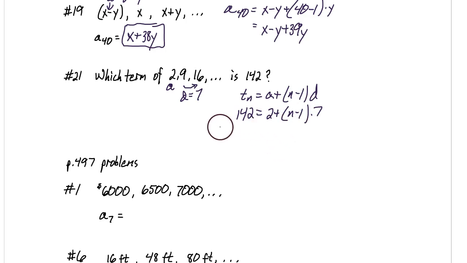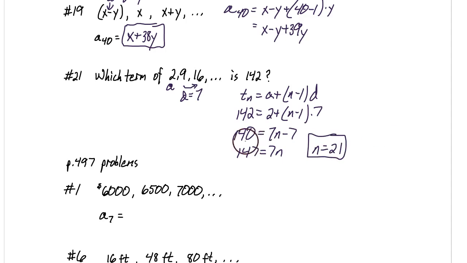So first thing to do, subtract 2 from both sides. We have 140 is equal to 7n minus 7 when you do the distributive property. Now add 7 to both sides. Then divide by 7. So n is 21. The 21st term in the sequence of numbers will be 142.